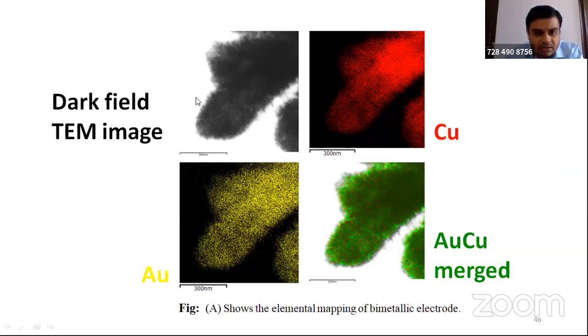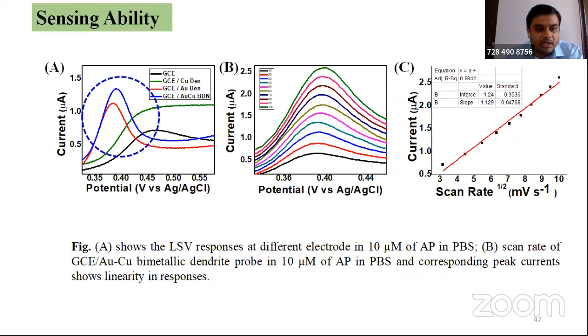Now you can see this is the normal situation, but when we tested the presence of copper and the presence of gold, they are separately present. But when we mapped it together, when we have merged it, then you can see gold and copper are merged, and it is very clear that both types of metal nanostructure are present in the matrix. So after this process, what has been done? Again, gold and copper together are giving the highest signal compared to the other ones.